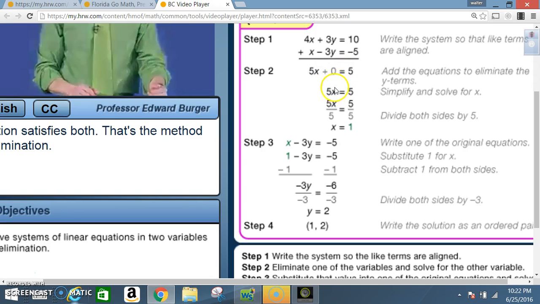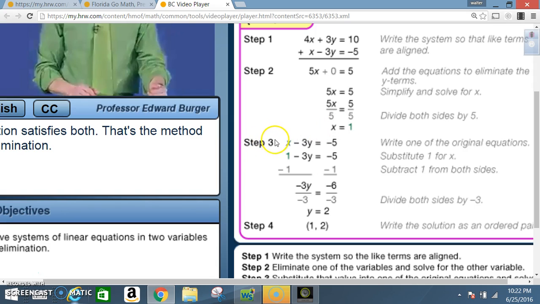I want to isolate the x by itself. This says 5 times x, so I'm going to divide both sides by 5. 5 divided by 5 is 1, so I'm left with just 1x. And then 5 divided by 5 on this side is 1.